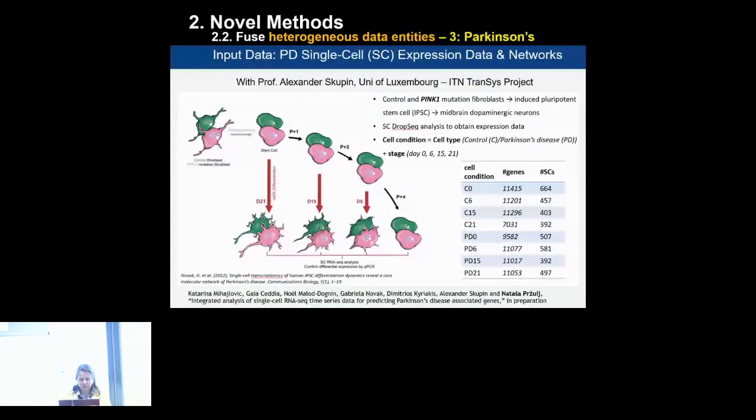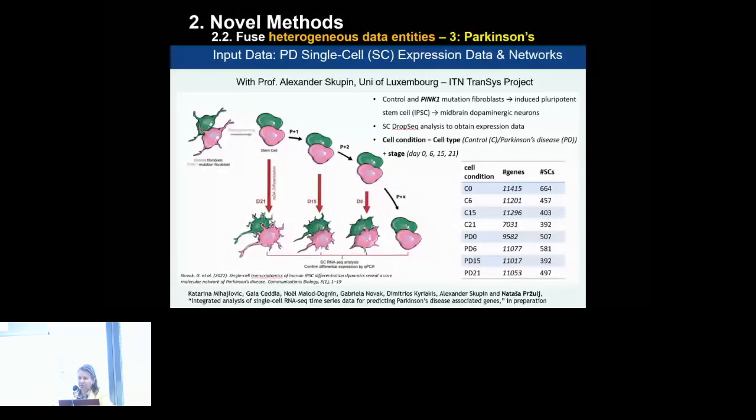Now, before going to the next section, let me just tell you about a new work of my student Katarina Mihailovic, who is here in the audience, and we also have a poster. She's a Marie Curie student on a Transis project, and this is in collaboration with Alex Skupin's lab at Luxembourg. So what they do is they take cells from patients, so basically with mutation and control. These are neurons, they differentiate them, they make induced pluripotent stem cells, and then they redifferentiate them, making the neurons. And then at the time points, they measure single cell expression data.